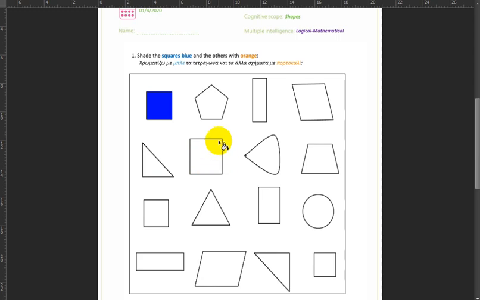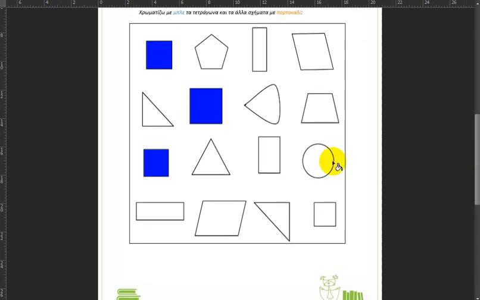Here we have 4 equal sides with 4 equal angles, so this is a square. This doesn't have sides. This is a curve, so it's something completely different. Here we have 4 sides. They are not equal, and the angles are not equal either. Here we have 4 equal sides with 4 equal angles, so this is a square. Here we have 1, 2, 3 sides, so triangle. Here we have 4 sides, but they are not equal, so this is a rectangle.